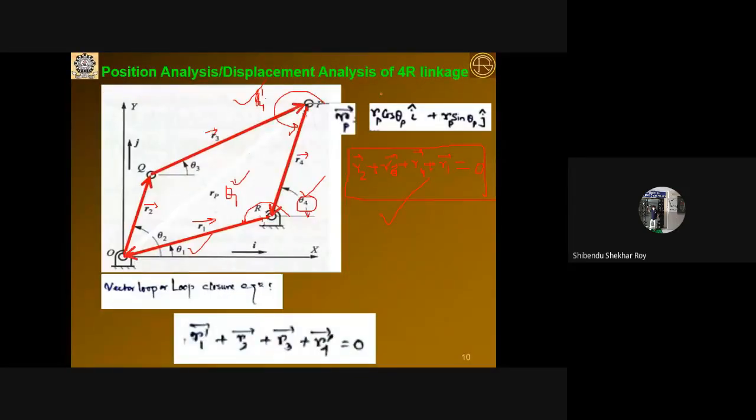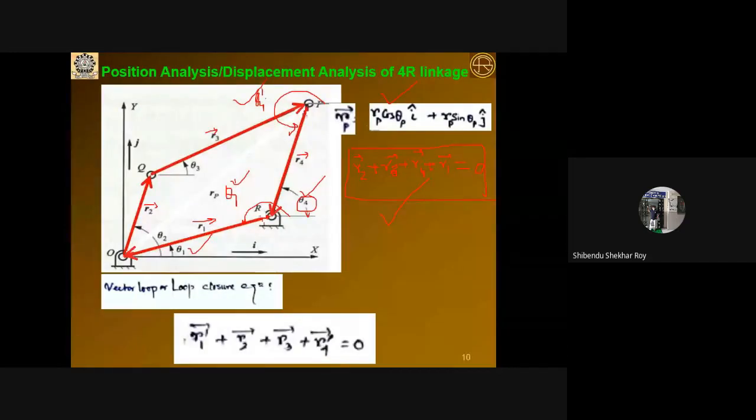So this is the scalar form of the vector loop closure equation. The vector form of the loop closure equation is this one. Putting this vector representation in the vector loop closure equation and separating out the x and y components, you will get two scalar equations. So this is known as the loop closure equation in scalar form, and these are very important equations. One, it basically builds the relationship between all your motion parameters. What are the motion parameters?